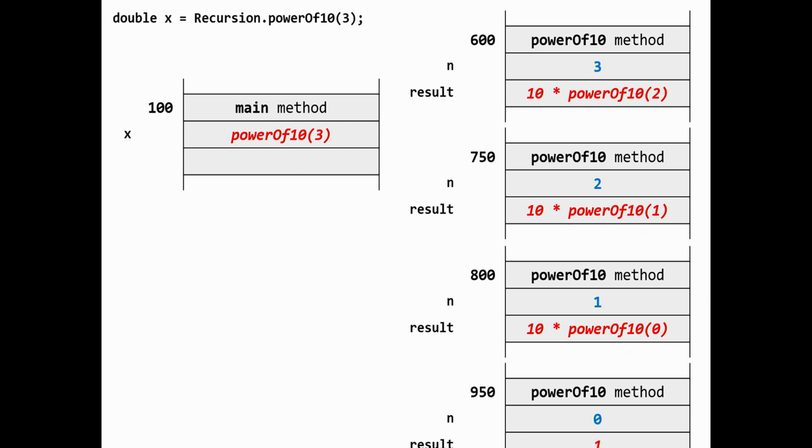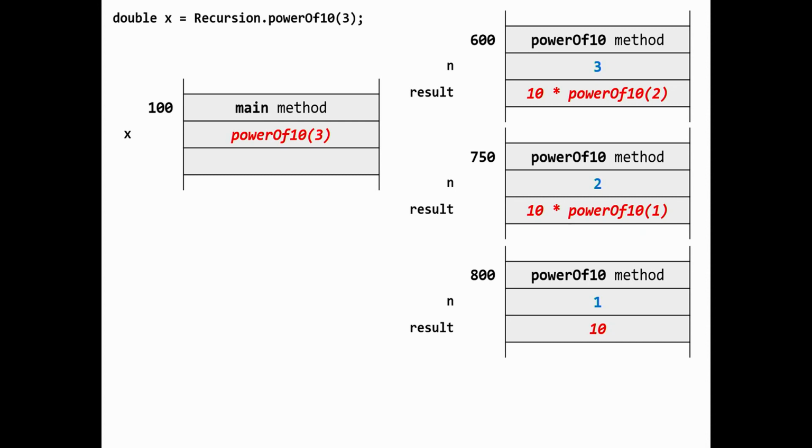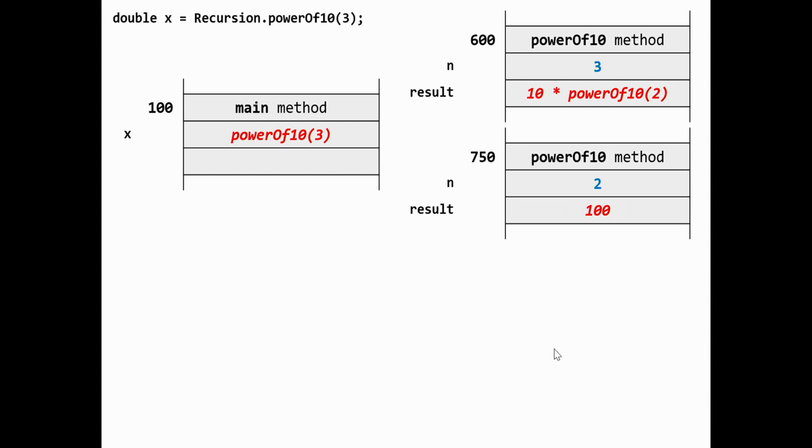In other words, that 1 gets passed back up to here, and when it gets passed up to here, this version of the method disappears off the top of the call stack. So that gets a 1, and that version of the method disappears. 1 times 10 is 10. So this version of the method now has a result, which gets passed back up the call stack. That 10 goes up there, and this version of the method is now done, so it disappears.